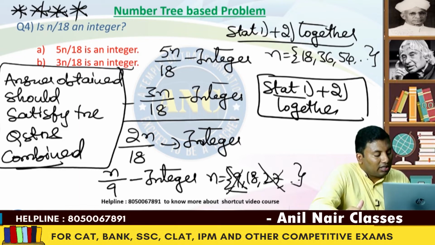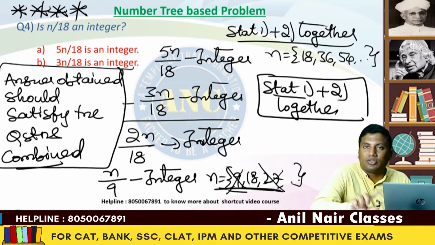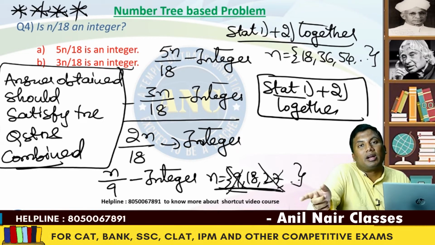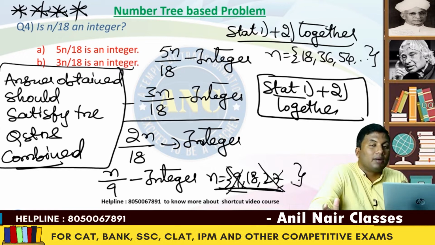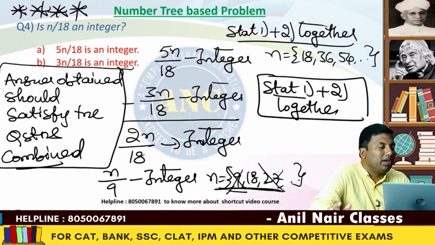But the answer I get should satisfy the statements combined. 9 will not satisfy, 18 will satisfy, 27 will not satisfy. So 9, 27, all the odd multiples of 9 are taken out. Even multiples of 9 are nothing but multiples of 18. Multiples of 18 divided by 18 will give me an integer.